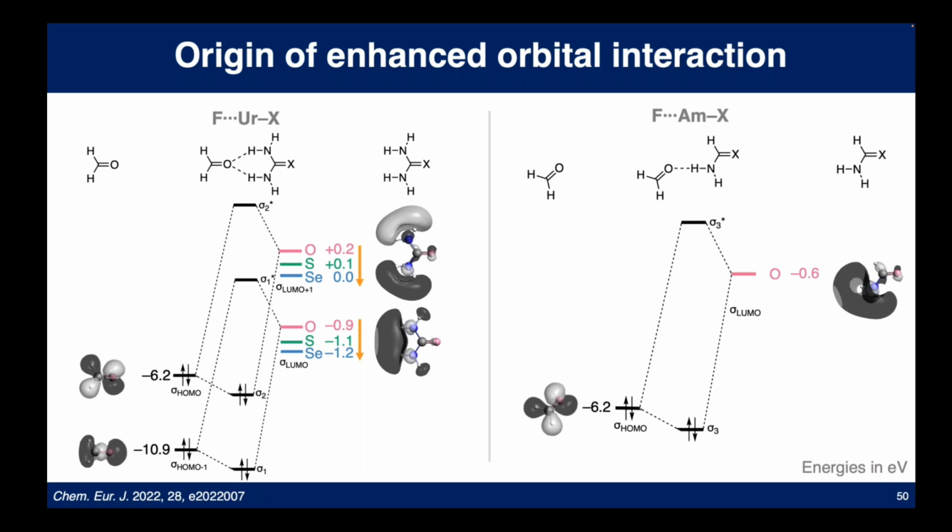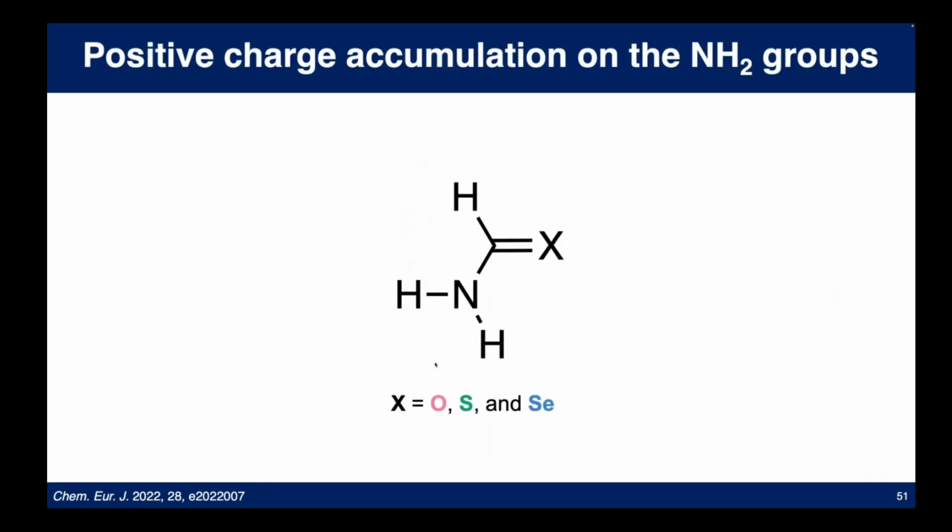For the amide, you have only one hydrogen bond. And there you see a similar situation: for oxygen you have the higher-lying LUMO, and selenium has the lower-lying LUMO on the NH2 group. So we know now, and we focus now on the amide, that the NH2 group is more positive. But why? So what we do now is we cut this bond.